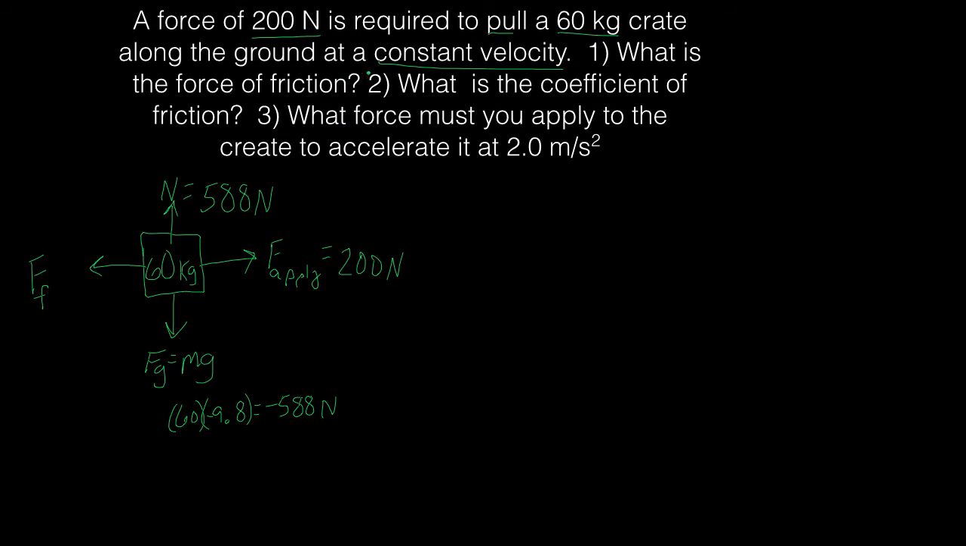But this key term here says that it was being pushed along the ground at constant velocity. Whenever you see constant velocity, you should think the forces acting on the object are balanced. And if we have balanced forces here, you're pulling it at 200 newtons. That means to balance out the forces, the force of friction is also equal to 200 newtons.